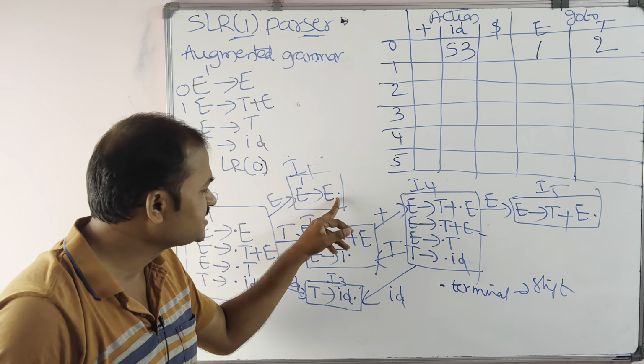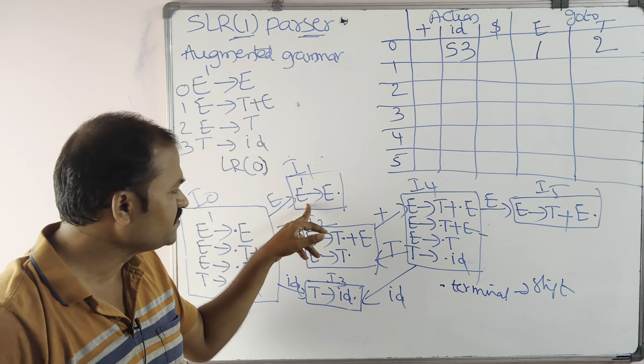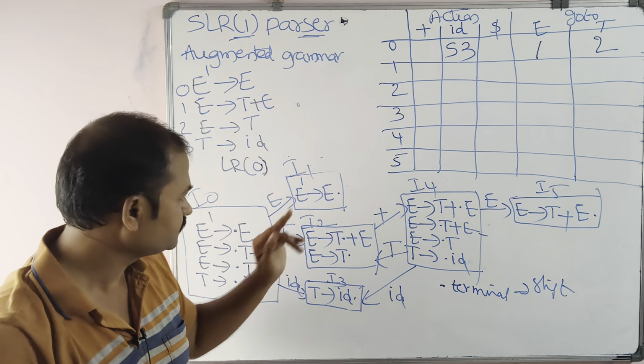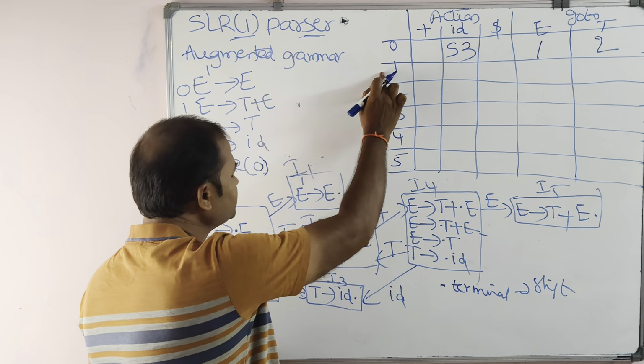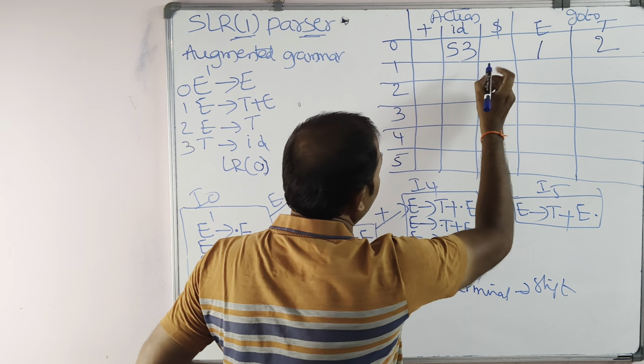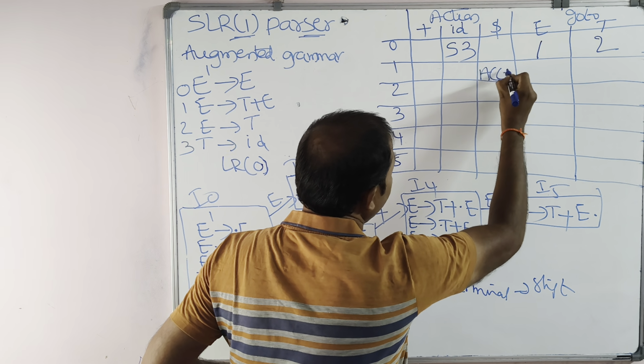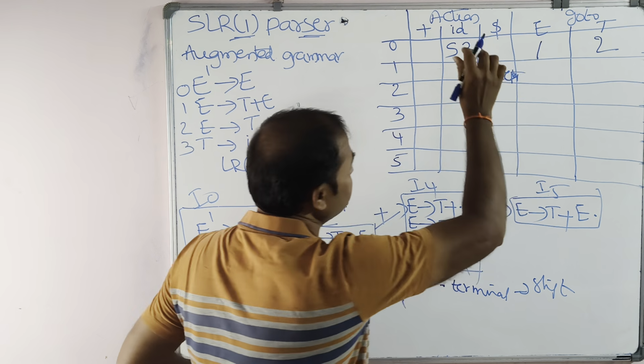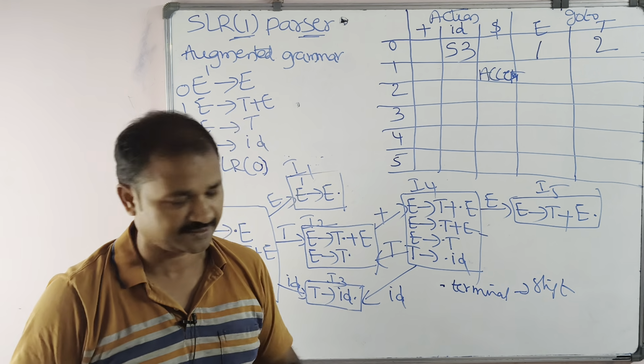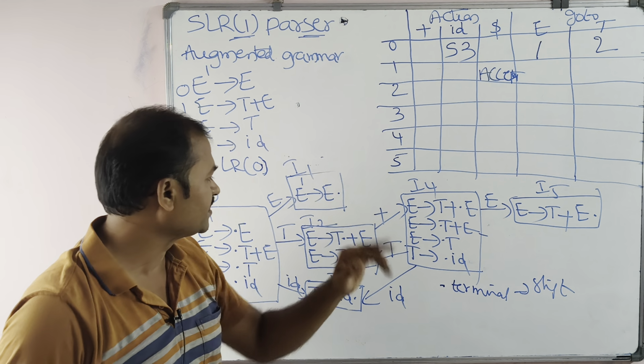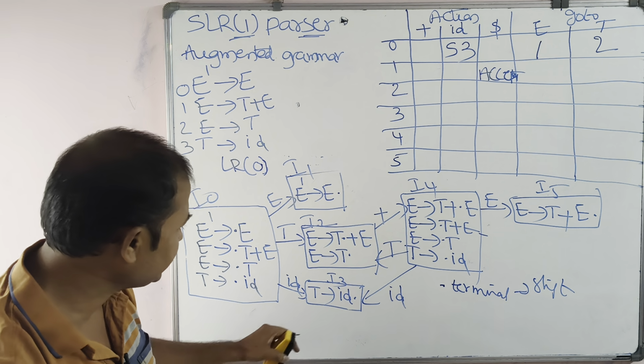E dash produces E dot. This is nothing but the accepted state. The state number is 1, so 1 on applying dollar goes to the accepted state. Why? Because everything ends with dollar. So I1 is over. Now let us focus on I2, the second state.